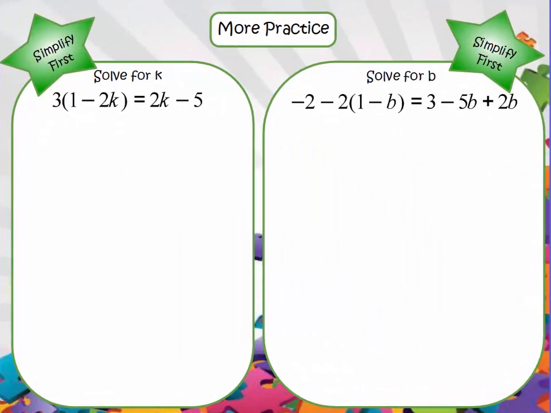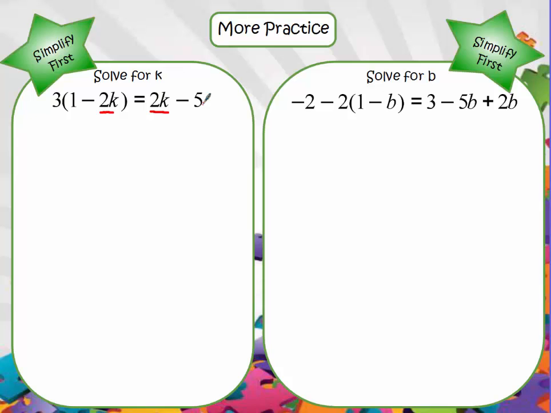So let's practice a few more of these. Whenever you're in one of these situations where you have a variable on both sides, it's really a smart idea to try and simplify both sides first before you start moving anything around. So let's look at this example on the left, the solve for k example. Here I have 3 times the quantity 1 minus 2k equals 2k minus 5. So again, I have a variable on both sides of this equation. I'm going to focus on the left-hand side first and simplify that as much as I can. The right-hand side is already simplified, I can't combine like terms on that side.